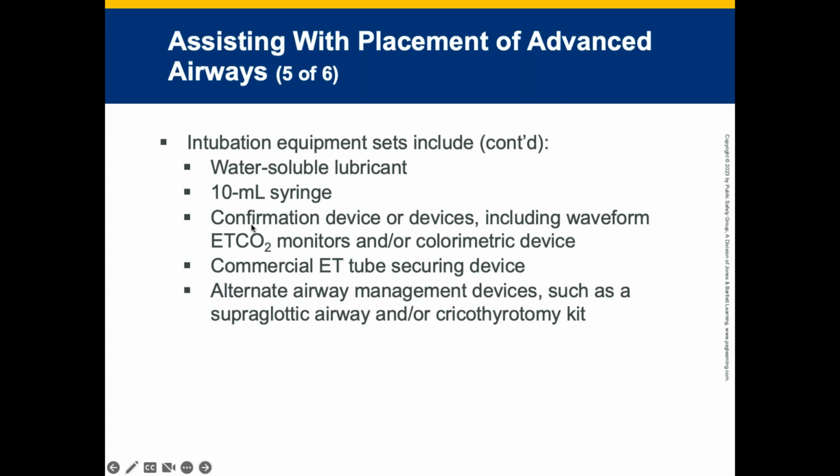A water-soluble lubricant. This goes on the end of the tube to be able to allow it to slide through the tracheal, the glottic opening. A 10 ml syringe utilized to fill the cuff. Confirmation devices like end-tidal CO2 or colorimetric devices. Commercial ET tube securing devices and alternate airway management devices such as the supraglottic airway or a Cric kit. So for some reason that the intubation can't be done, they can switch back over to a blind insertion airway so the patient continues to be ventilated.